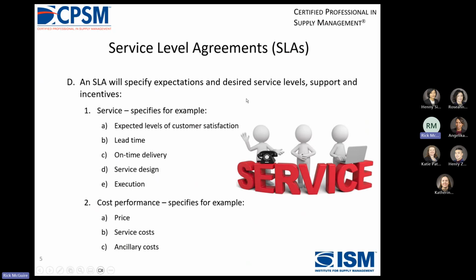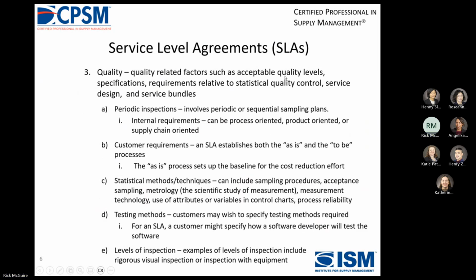An SLA will specify expectations and desired service levels, support, and incentives. So specific examples: expected levels of customer satisfaction, what the lead time is going to be, what constitutes on-time delivery, service design, I guess what the service is, and execution, customer cost performance, things like what the price is, what the service costs are, what the ancillary costs are, and then quality. So what's the acceptable level for the service to be performed? You've got to spell that all out.